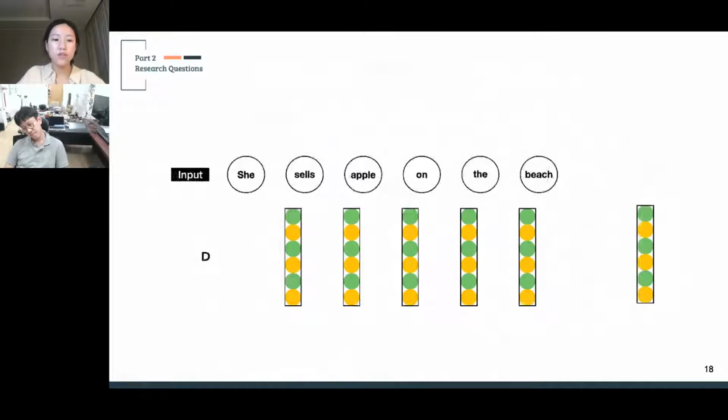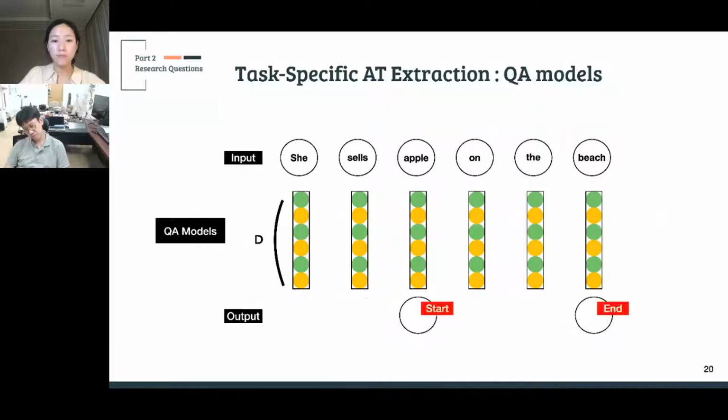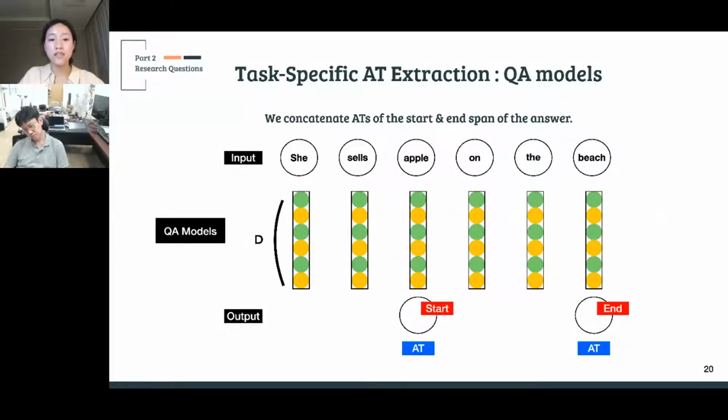So as a solution, we take NER tests as a collection of smaller classification tests. While inputs for NER are given as sentences, we analyze test adequacy at token level. For question answering, instead of taking ATs for all tokens in the answer span, we simply concatenate ATs of the beginning and the end of the answer span. We suppose that the internal representation for the answer span will convey the essence of QA model behavior. We didn't consider classification models because they are able to receive a single AT vector.